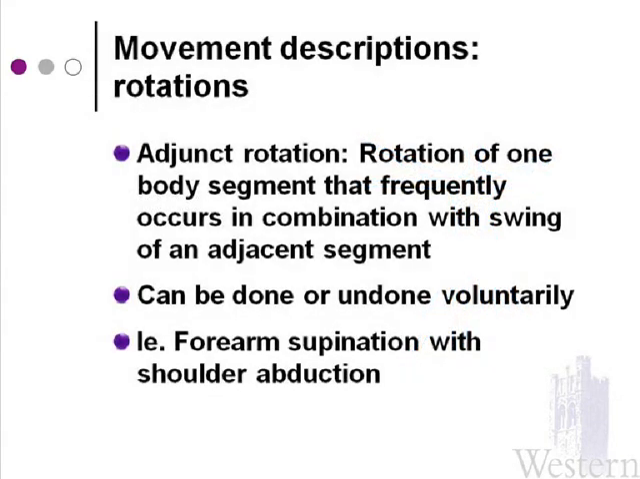Starting with adjunct rotations, these are rotations of adjacent body parts that usually occur in the same general direction, which are done more for ease of movement than anything else. There's no anatomic reason why adjunct rotations must occur, and they can be done or undone voluntarily. An example of an adjunct rotation is the relative supination of the forearm that tends to occur during shoulder abduction. We don't always supinate the forearm when we abduct our shoulders, nor do we need to, but when we do, it tends to feel easier or more natural.